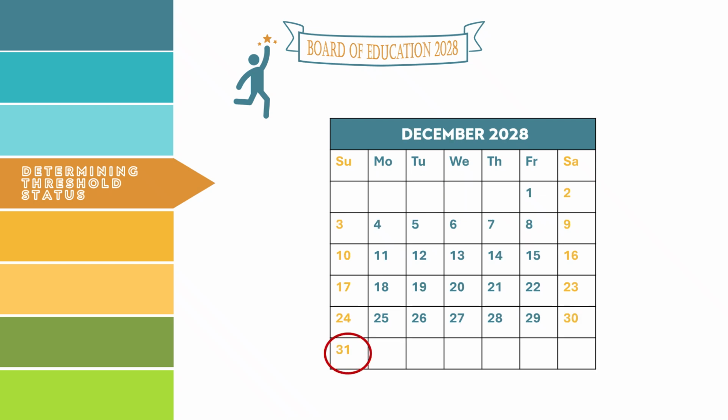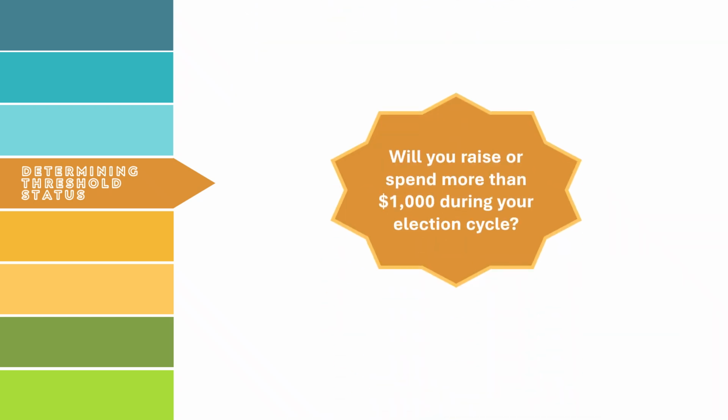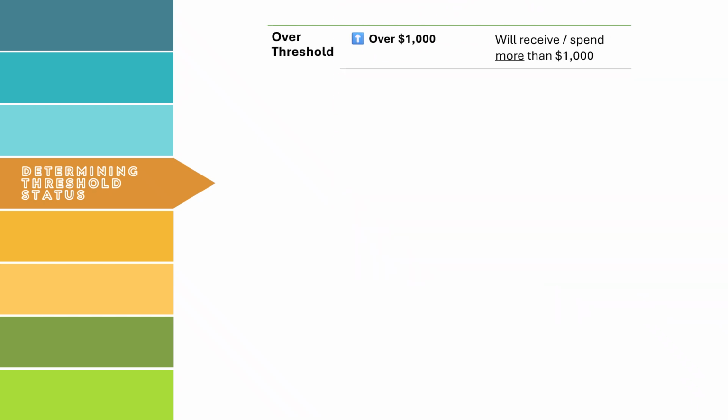Now, back to our original question. Will you raise or spend more than $1,000 during your election cycle? If you expect to raise or spend more than $1,000, you'll need to register your committee over a threshold. That means filing an organizational disclosure report within 10 calendar days of your first financial activity.